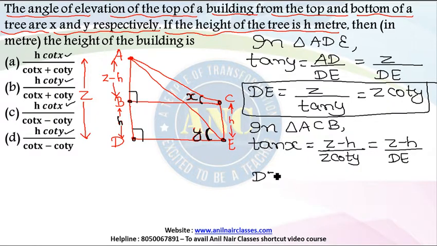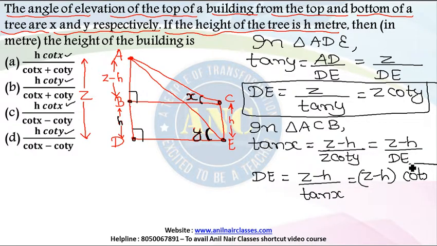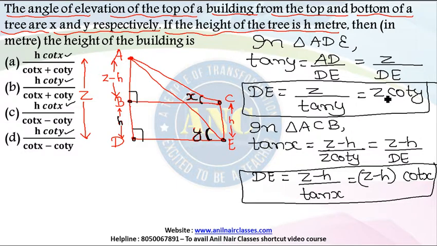second equation: DE is equal to Z minus H divided by tan X, or don't keep it in terms of tan, express in terms of cot. It is cot X into Z minus H. So the DE value is Z cot Y in the first equation. The same DE value is Z minus H into cot X in the second equation.